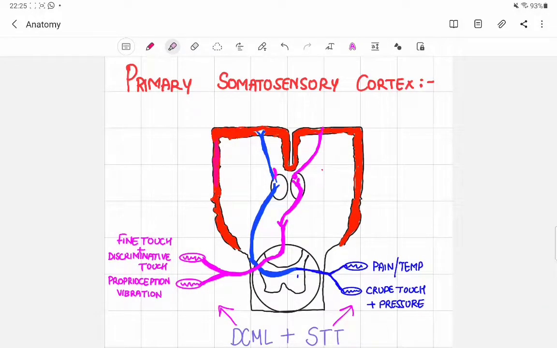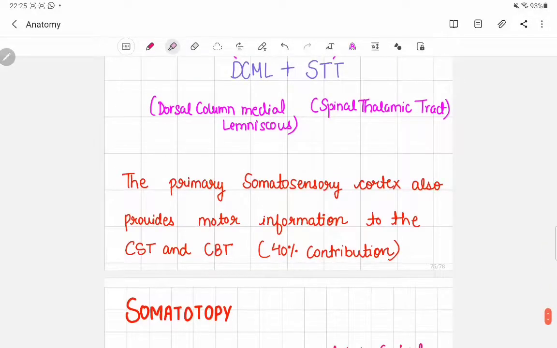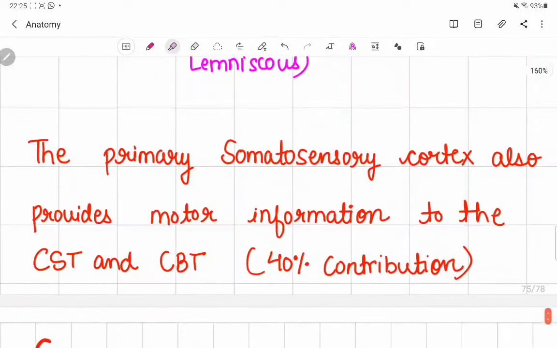What we are trying to say is that they are basically passing sensory information from different parts of the body to the central nervous system. The primary somatosensory cortex also provides motor information to the corticospinal tract and the corticobulbar tract, which we already saw in the last video. It has a 40% contribution to this. So besides acting as the sensory part, it also contributes to providing motor information to the CST and the CBT, which was the main function of the frontal lobe of the brain.